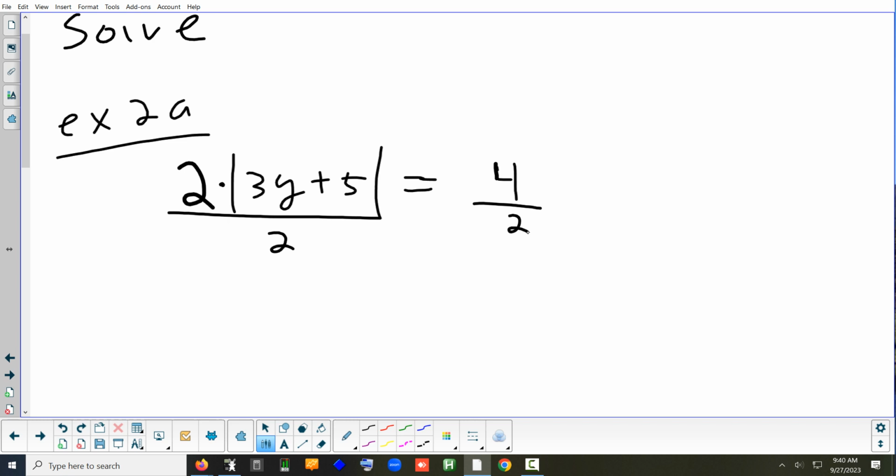Divide by 2. And what happens when you have a 2 in the top and then a 2 in the bottom? They cancel. Okay, so what's on the left side now? 3y plus 1. Like that?